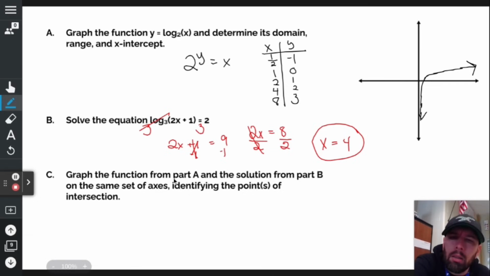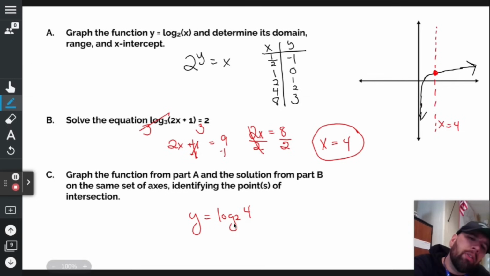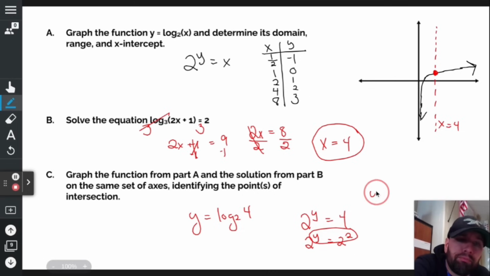Graph the function from part A and the solution from part B on the same set of axes, identifying the points of intersection. All right, so if I were to do that, I guess it wants x equals 4. So you would get something that looks like this. And the point of intersection would be log base 2 of 4. If I wanted to find out what y was, I could rewrite this as 2 to the y equals 4. I can rewrite 4 as 2 squared. y is 2. Look at that.